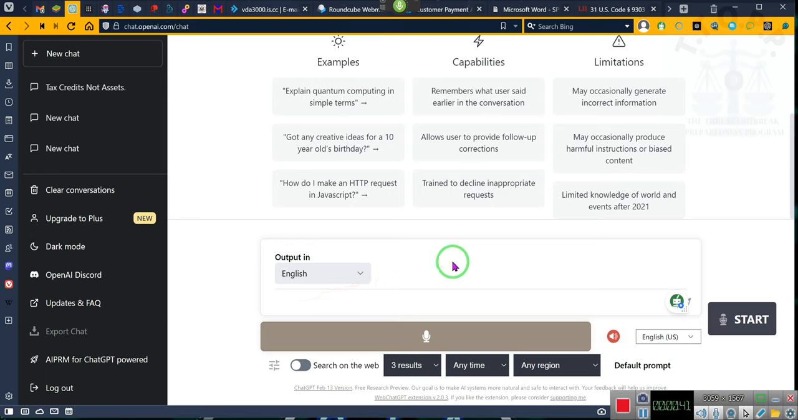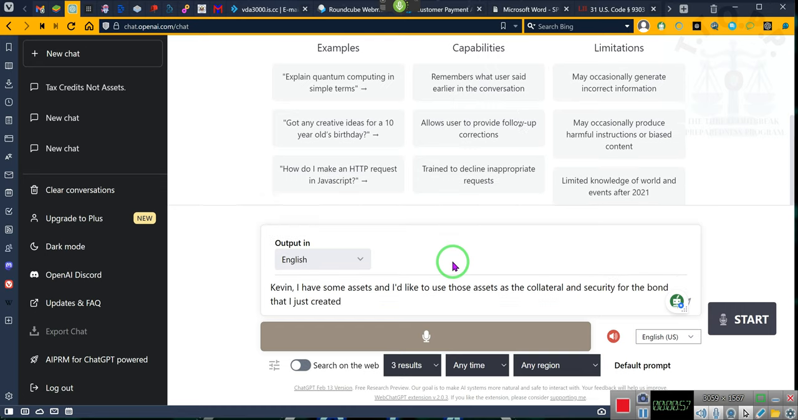Kevin, comma, I have some assets, and I'd like to use those assets as the collateral and security for the bond that I just created, comma, can you tell me the procedures for doing this? And could you explain it to me as if I was a 16-year-old high school student? Question mark.